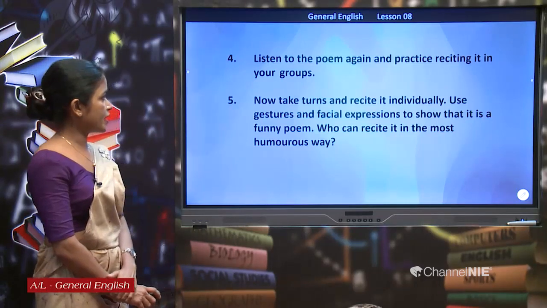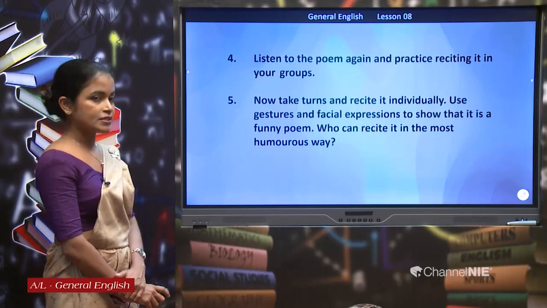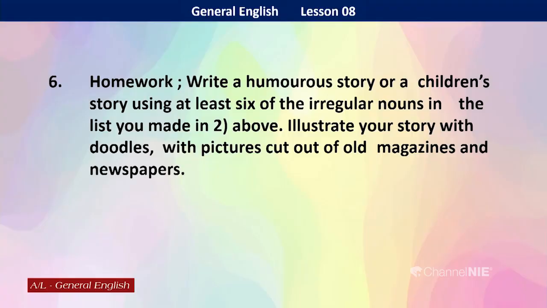Listen to the poem again and practice reciting it. Then you have to take turns to recite it individually. These two questions you can do at the school. Then for homework, they are asking to write a humorous story like the humorous poem. You can write your own story or children's story using the plural nouns given in the regular and irregular nouns given in the poem, right?